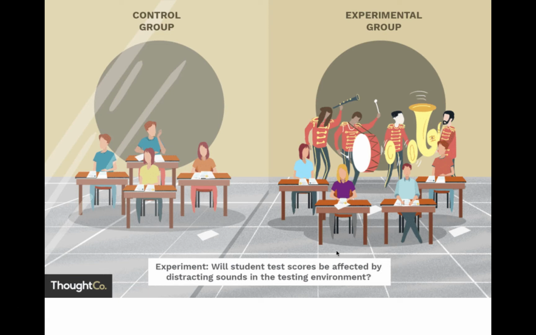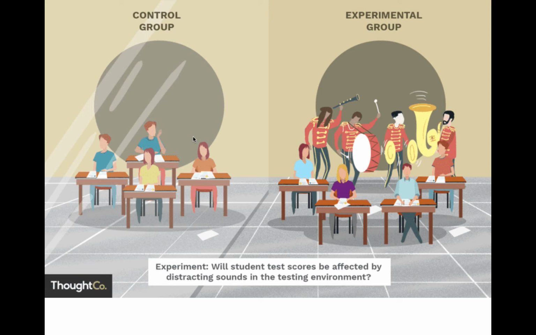Affected by is the correct answer. This is by saying that distracting sounds will affect test scores. We are trying to suggest that the amount of sound that a student is exposed to, or the level of distraction that they're exposed to, is going to impact or affect their test scores. So again, we are going to have an experimental group that's exposed to distracting noise, and we're going to have a control group that's not exposed to distracting noise.